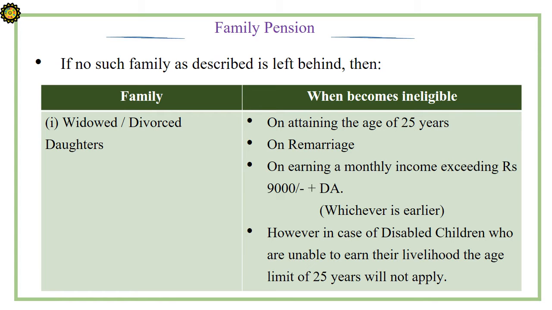Widowed or divorced daughters, when she will become ineligible on attaining the age of 25 years or on remarriage or on earning a monthly income exceeding rupees 9,000 plus DA, whichever is earlier. However, in case of disabled children who are unable to earn the livelihood, the age limit of 25 years will not apply.